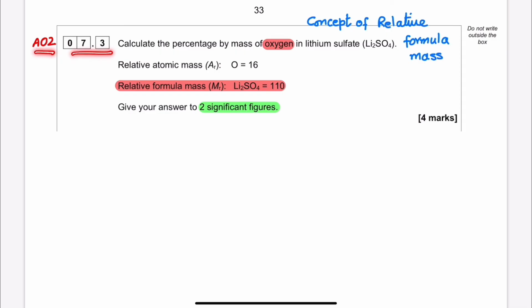7.3 is an AO2 question, and this question is from the concept of relative formula mass. Calculate the percentage by mass of oxygen in lithium sulfate, Li2SO4. The relative formula mass of lithium sulfate is already given, we don't need to calculate it, that is 110. We need to find the percentage mass of oxygen in lithium sulfate. We know that there are 4 oxygen in lithium sulfate. We have to give our answer to 2 significant figures also. Let's see the model answer.